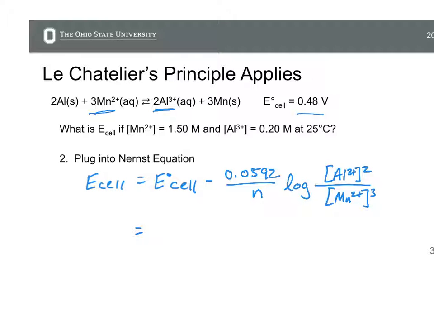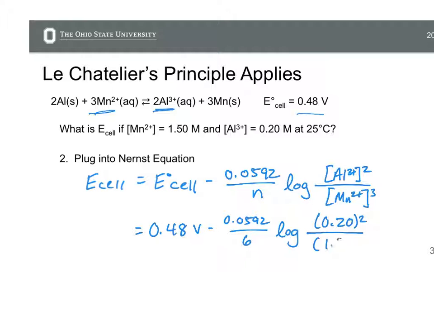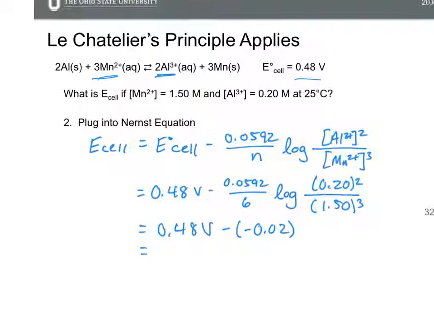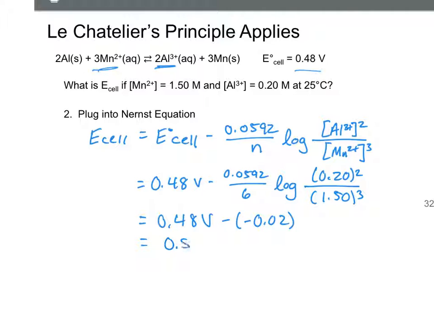Okay, we're given our standard cell potential, so that's 0.48 volts. Minus 0.0592 over 6 times the log of 0.2 squared over 1.50 cubed. So we'll get 0.48 minus negative 0.02. And we should get 0.50 volts.